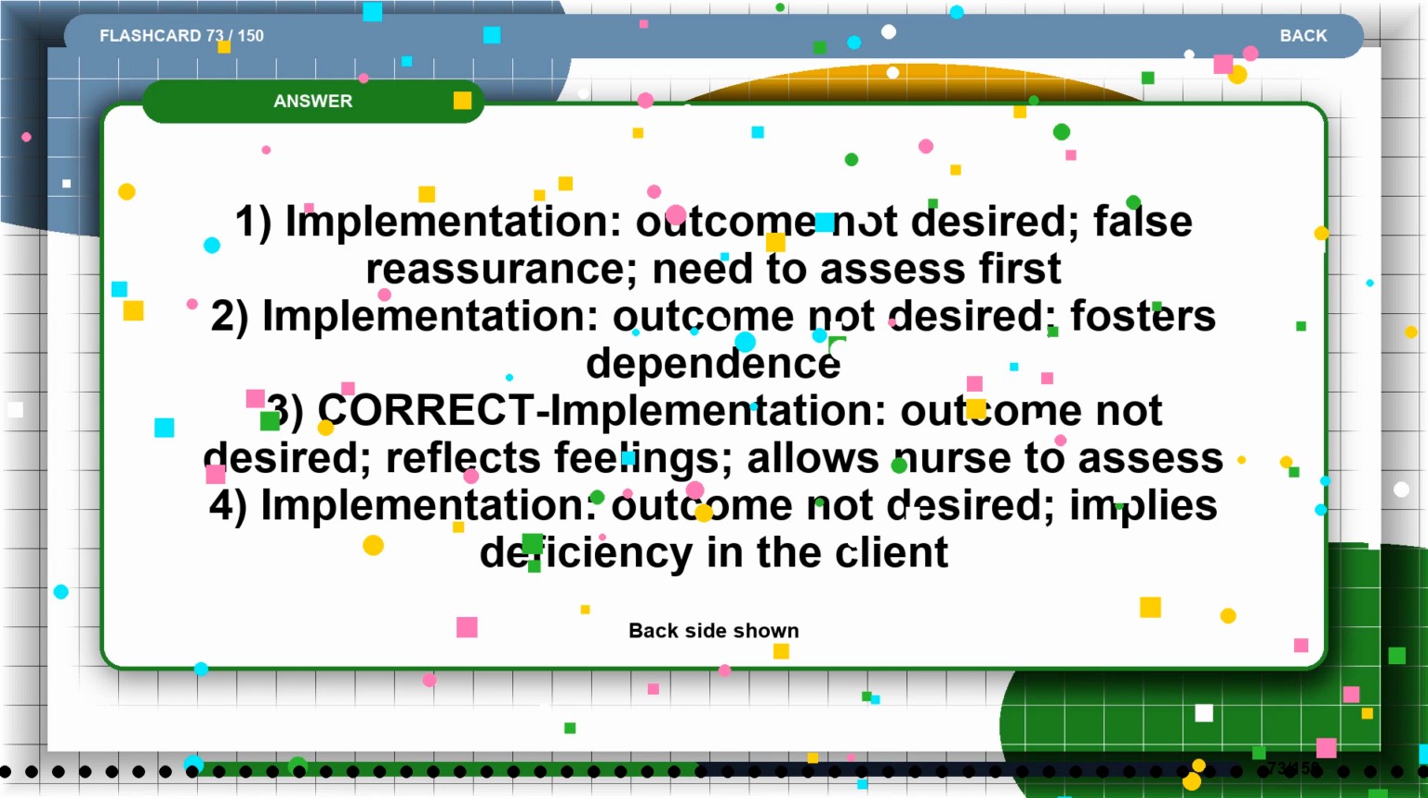The answer is 1. Implementation, outcome not desired, false reassurance, need to assess first. 2. Implementation, outcome not desired, fosters dependence. 3. Correct implementation, outcome desired, reflects feelings, allows nurse to assess. 4. Implementation, outcome not desired, implies deficiency in the client.